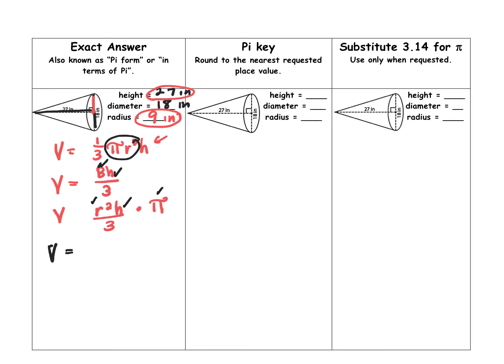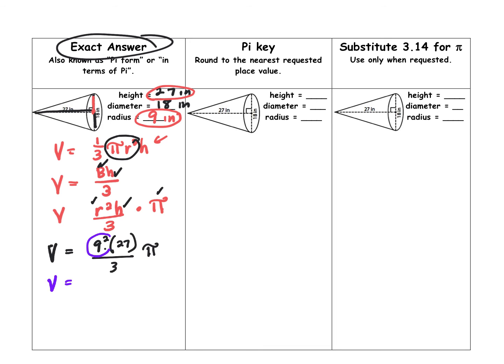This is r squared, so that's 9 squared times the height, which is 27, and I can divide that by 3. And I'm going to multiply that times pi. So again, since we're working with the exact answer, we're going to be able to leave the symbol in math. Now, if you've worked with factoring before, we could take 27 and divide it by 3 and get 9, and we'd have 9 times 9 times 9. But I don't know if everyone's had a chance or an opportunity to do that. I'm not sure what information's been lost in the past. So I'm going to just take it step by step as we see it.